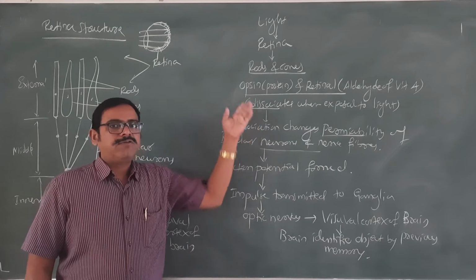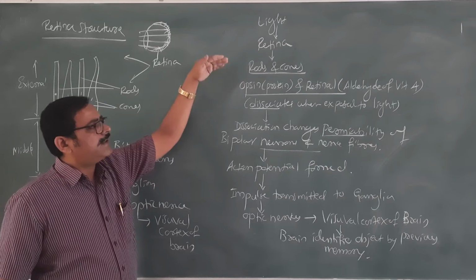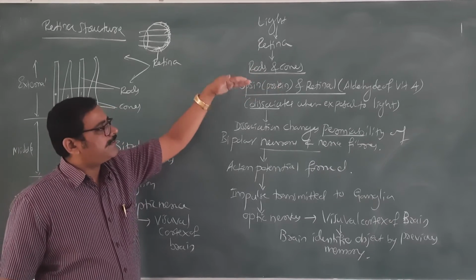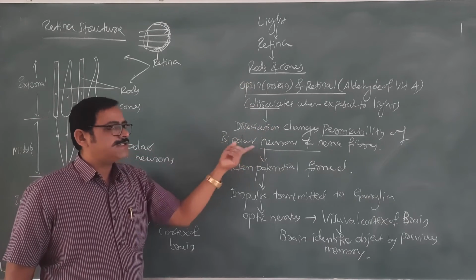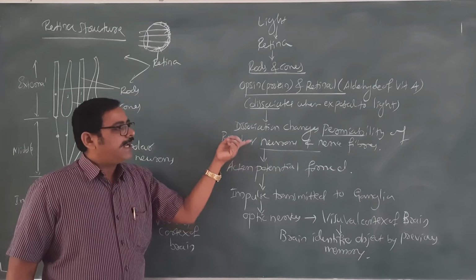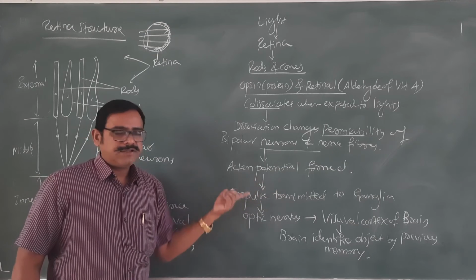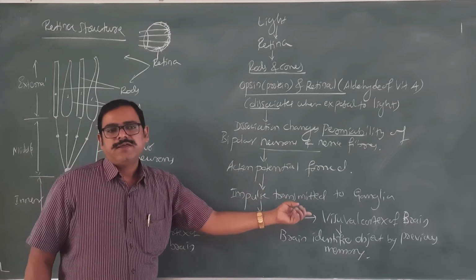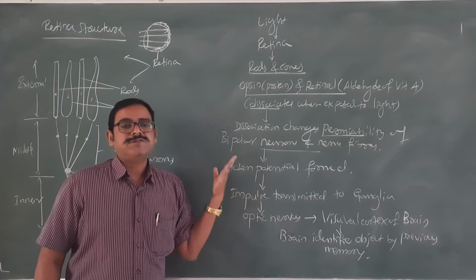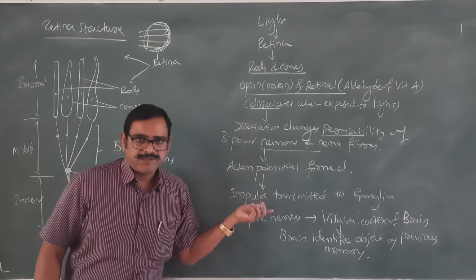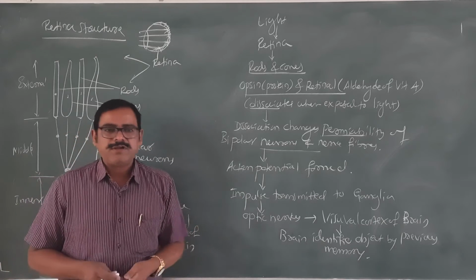Okay, so this is the overall mechanism: light falling on the retina, rods and cones receiving that, their opsin and retinal associated, but due to exposure to light they get dissociated, and then this dissociation brings about change in permeability in the bipolar nerves, and then an impulse is generated, that is the action potential that travels through the ganglion, then to the optic nerve, then reaching the visual cortex of the brain. The brain identifies what thing we are observing based on experience or previous memory. This is called the mechanism of image formation, or mechanism of vision, we call it.